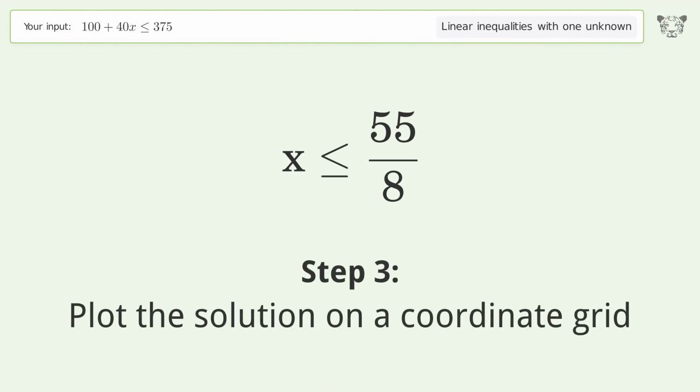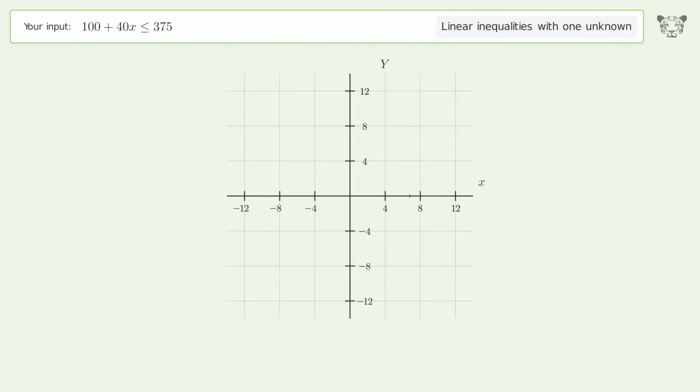Plot the solution on a coordinate grid. And so the final result is x equal or smaller than 55 over 8 equal or smaller than 67 over 8.